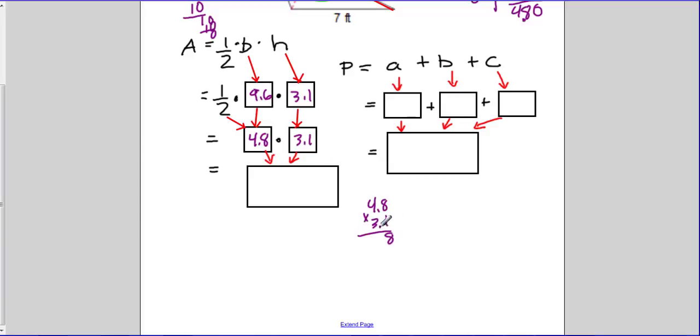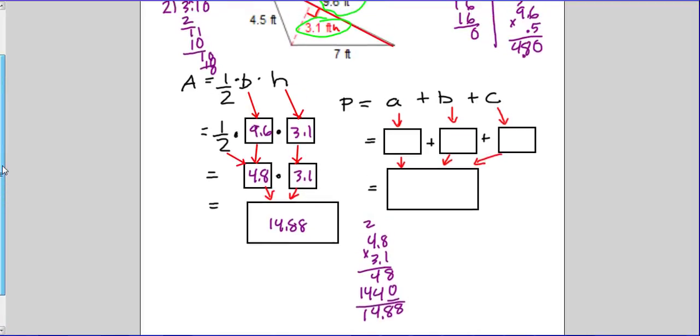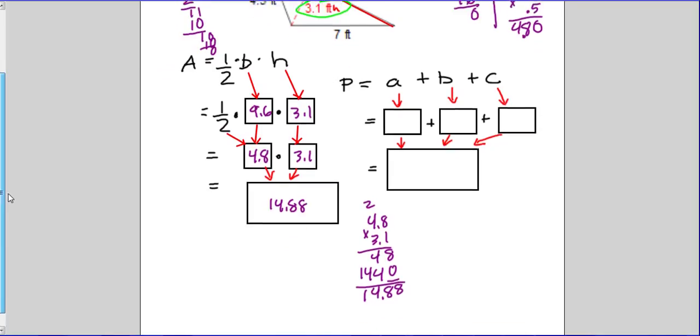to get our final result, and that's 48. Add a placeholder 0. 8 times 3 is 24. Carry a 2. 4 times 3 is 12, plus 2 is 14. And we get 14.88. And that's going to be square feet.